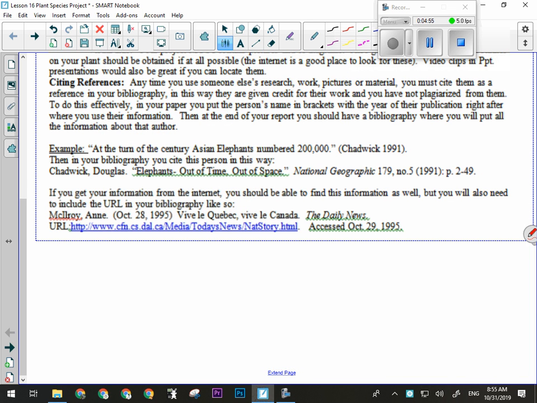Same thing here. We want the author or photographer's name, the date that it was posted, the title of it, or if the picture doesn't have a title, you can just say "picture of." Then the name of the website, and then the URL, and the day you accessed it. A lot of people forgot this one, oddly enough. The access date, that's like the easiest one because you know it's today. So remember, that's the format it should be in.